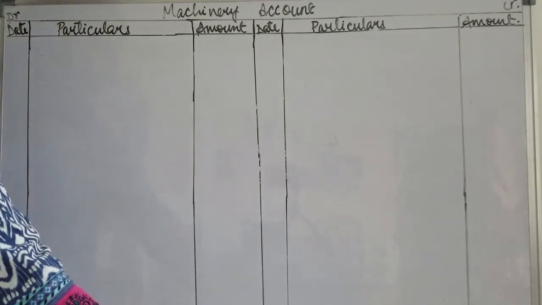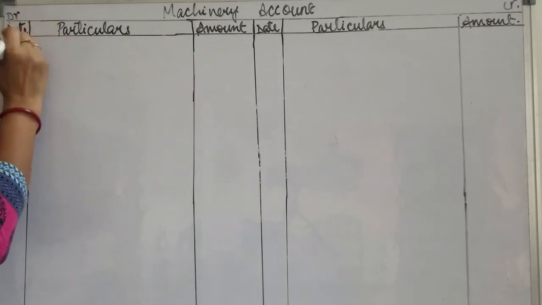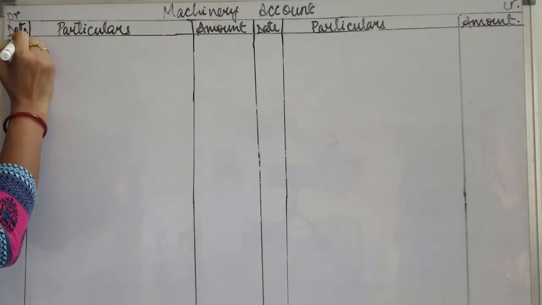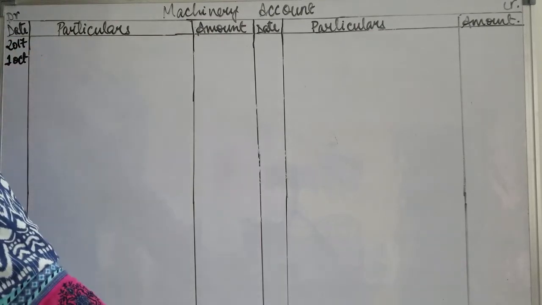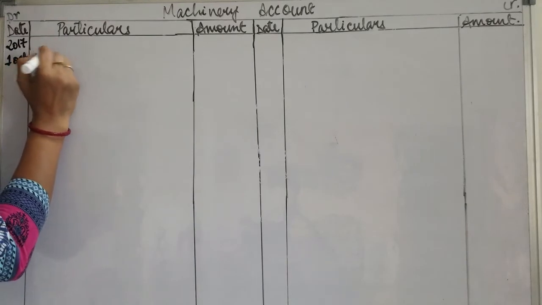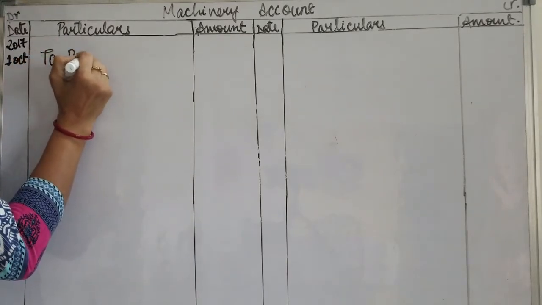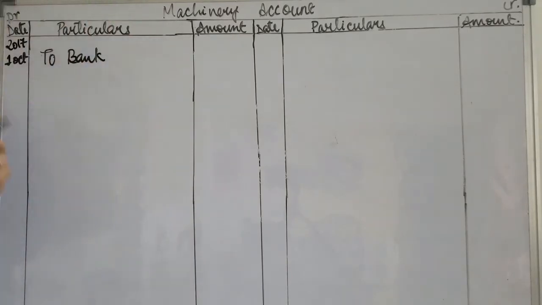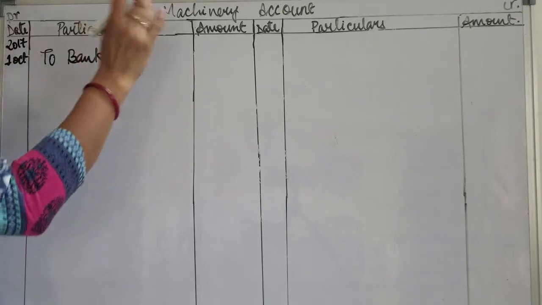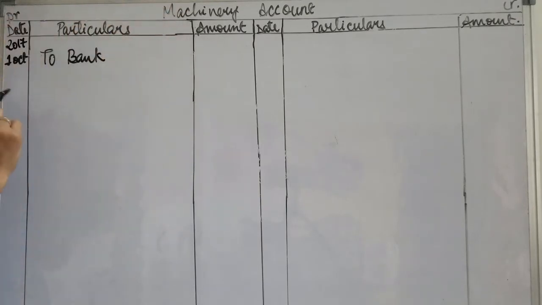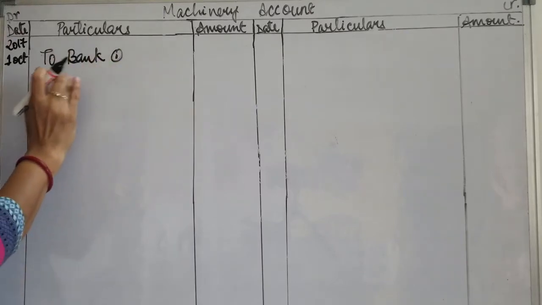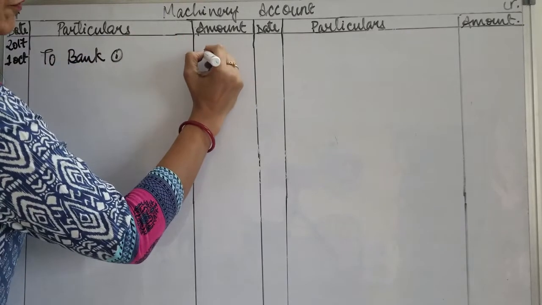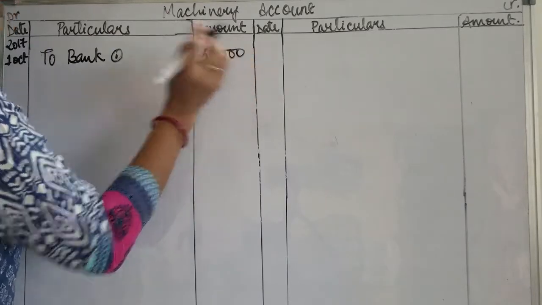On 1st October 2017, in the date column, write the year first, 2017. Then 1st October, a machinery was purchased for rupees 50,000 to bank account, because the general entry of this transaction will be machinery account to bank account, right? So this is our first machinery, so let's mark it 1. To bank rupees 50,000, right?